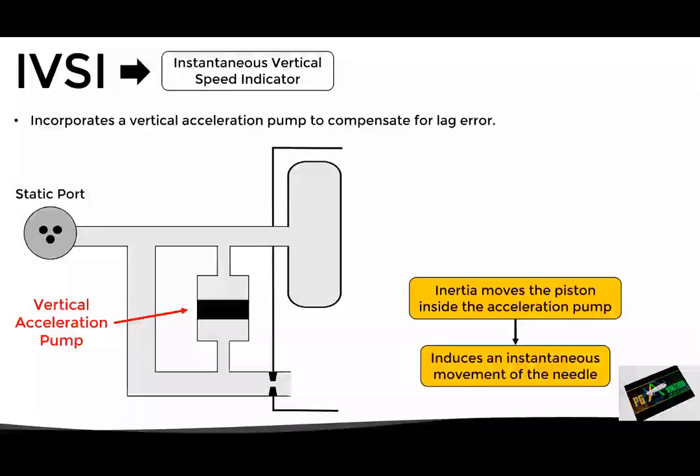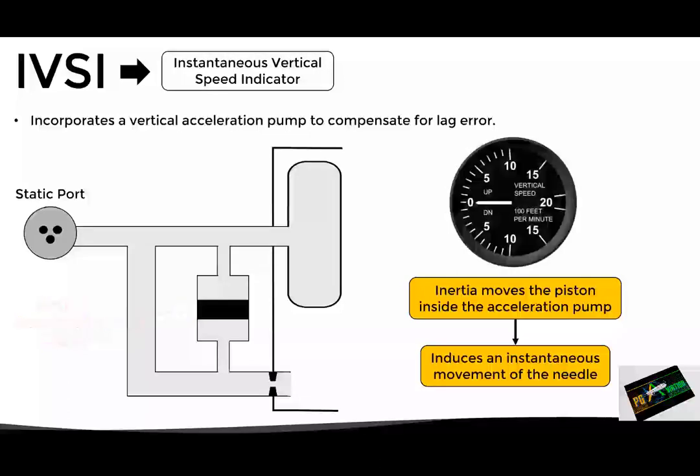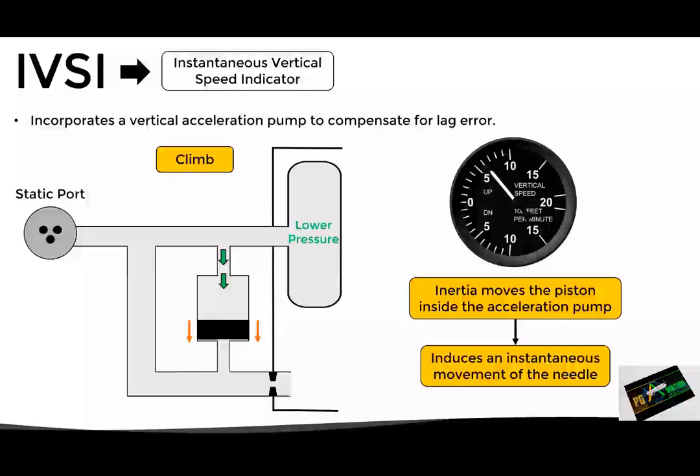Suppose the aircraft is in level flight and starts a sudden climb. In this case, the inertia causes the piston to go down, which in turn produces kind of a suction, causing the pressure in the capsule to reduce rapidly. This has the effect of an instantaneous climb rate indication. Obviously, this situation is temporary, since the springs inside the acceleration pump will return the piston to the neutral position. And then the instrument will work as a regular VSI.